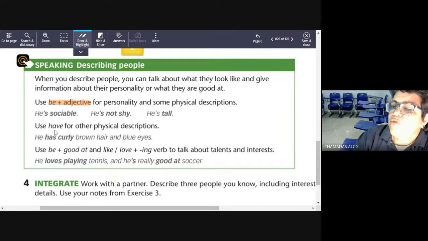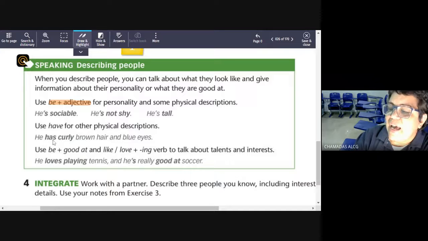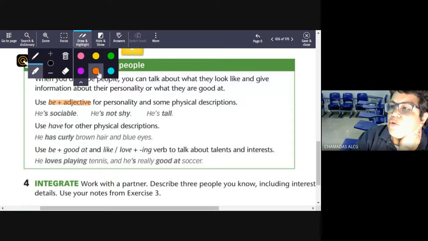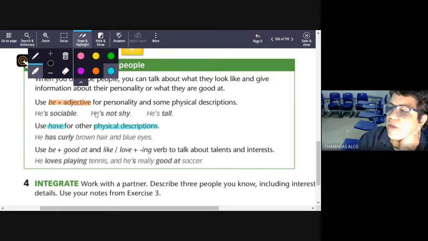Now, we can use the verb have for other physical descriptions. Example, he has curly brown hair and blue eyes, okay? So another way to describe is when we use the verb have. So let me put a different color here. Yes, for physical descriptions, okay?